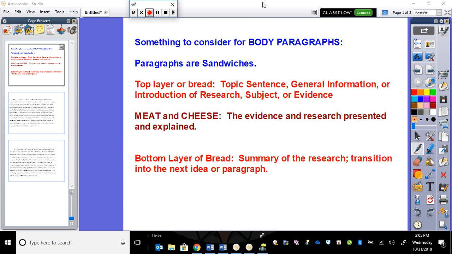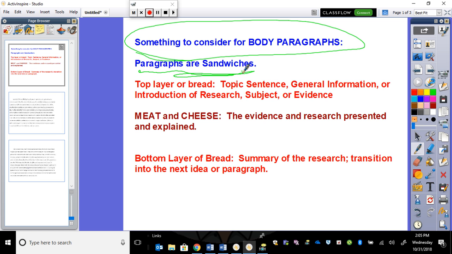So one of the biggest considerations that you should make when you are planning to write about your sources and write your essay is that the body paragraphs should be organized, and they should be organized with the rule that we used to teach called paragraphs as sandwiches.